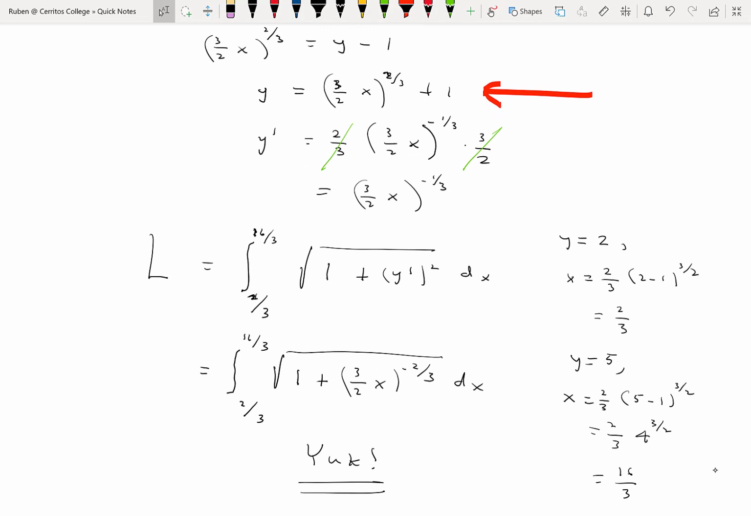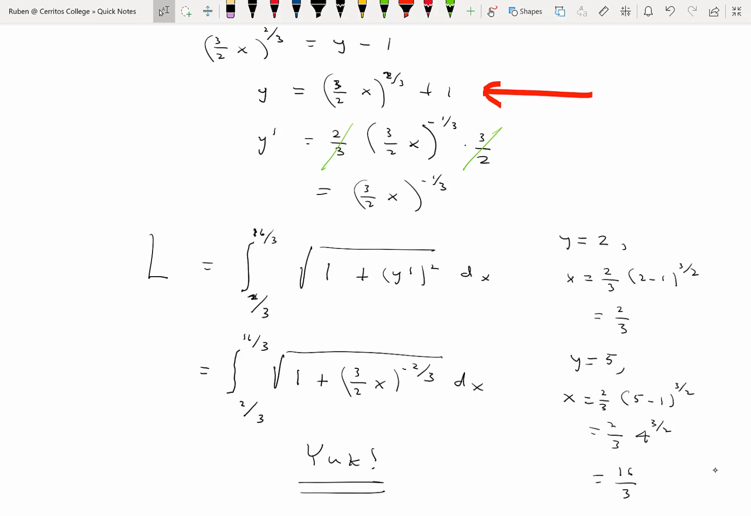So the bottom line is this: we don't always let the way the function is given to us decide what formula we're going to be using. We want to choose a formula that's going to minimize our work. You choose one formula, you'll have an integral.